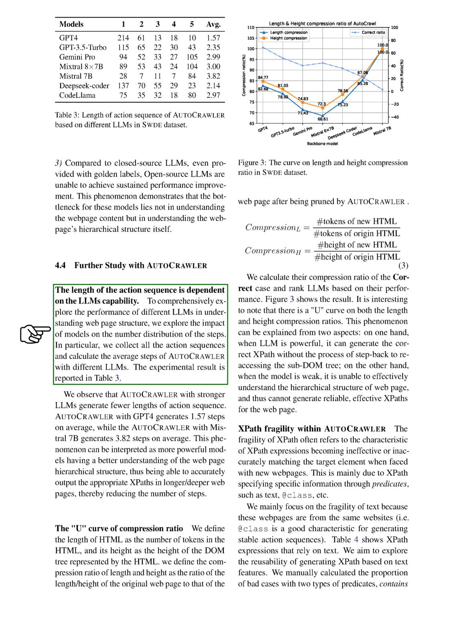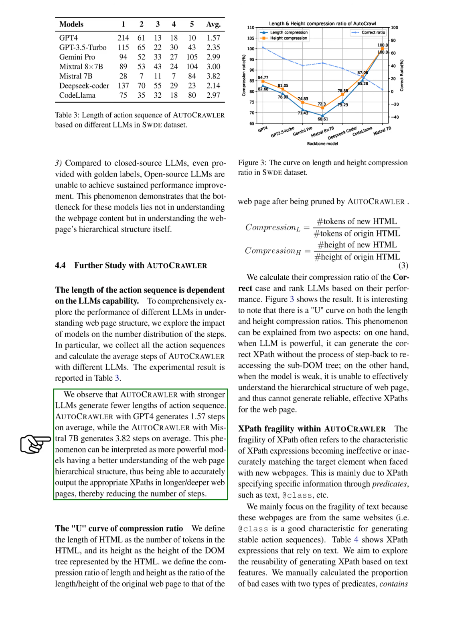We analyze how different LLMs affect the number of steps in AUTOCRAWLER. Stronger LLMs result in shorter action sequences. For instance, AUTOCRAWLER with GPT-4 generates 1.57 steps on average, while with Mistral 7b, it generates 3.82 steps on average. This indicates that more powerful models better understand the web page structure, leading to more accurate XPaths and shorter sequences.